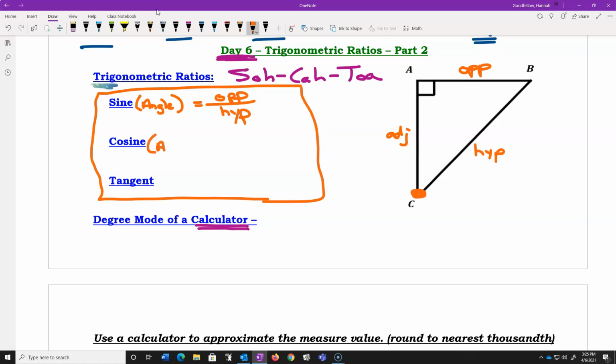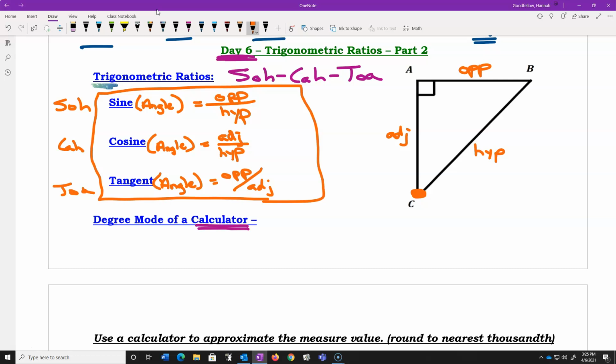Cosine of the angle, and that's where the angle goes, is going to end up being the adjacent over the hypotenuse, because that's CAH, C-A-H, and this one's S-O-H. And TOA means that I'm going to be using tangent of whatever angle I'm at, which is going to equal the opposite over the adjacent, okay? Now, I'm going to show you how we're going to solve each one of those things.